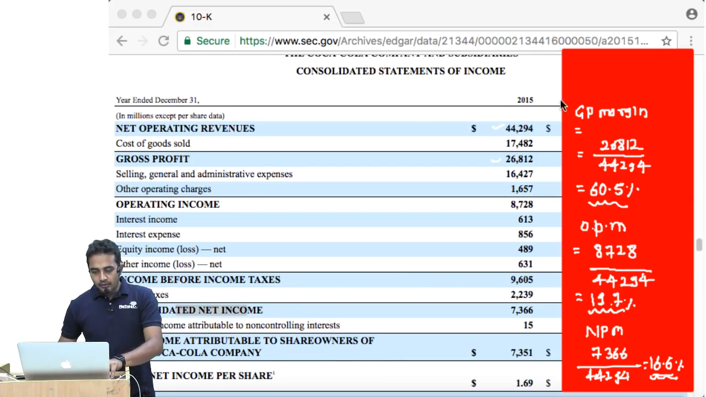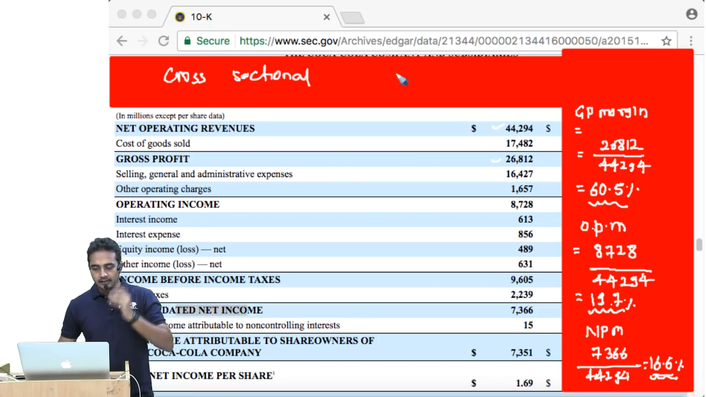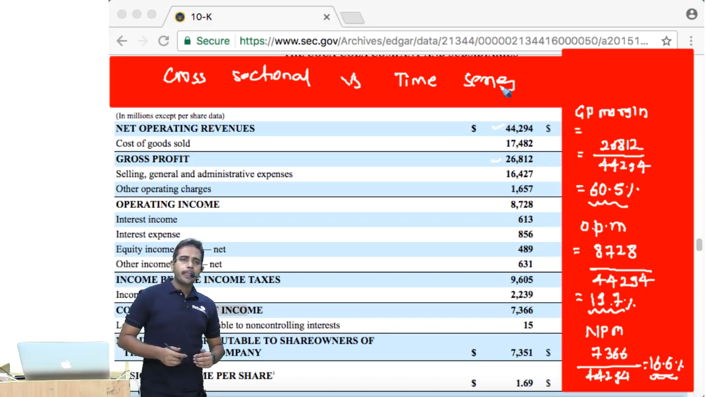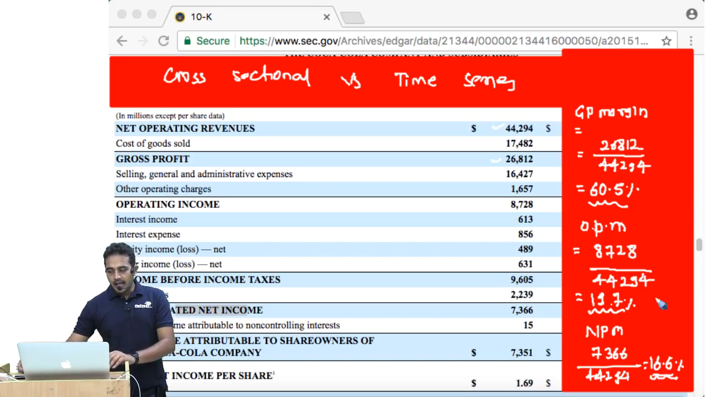So we can either do a cross-sectional analysis or we can do a time series analysis. We are still learning and building perspective, but if we had to analyze a little deeper, we could have done either of the two analyses. Cross-sectional would have been comparing with peers, with competitors, to figure out what their profitability is vis-a-vis ours, and if our numbers are better, then of course it's a good sign.